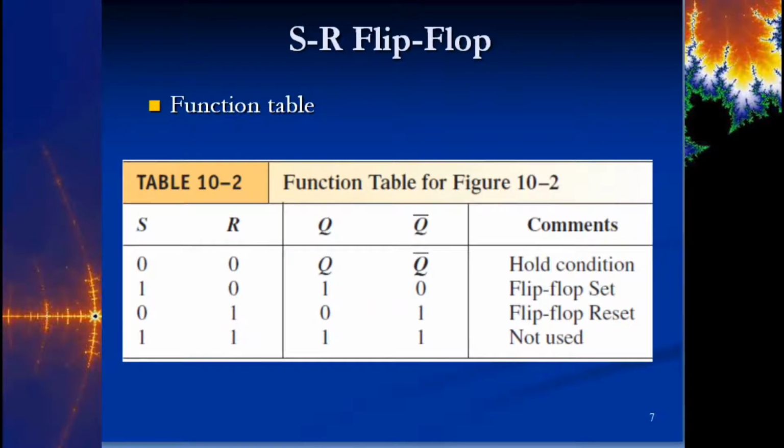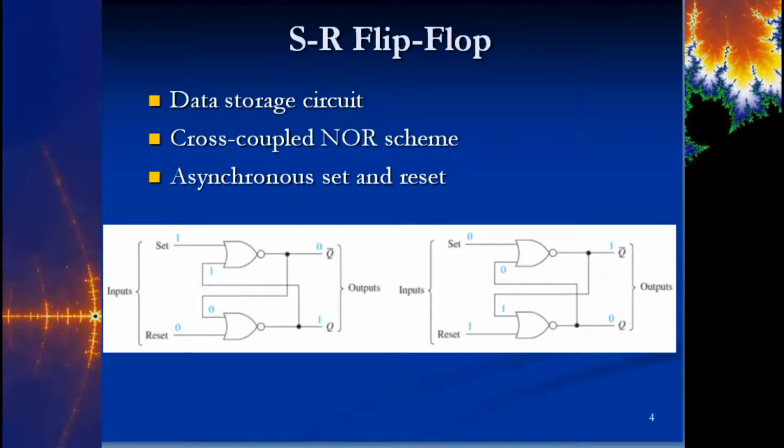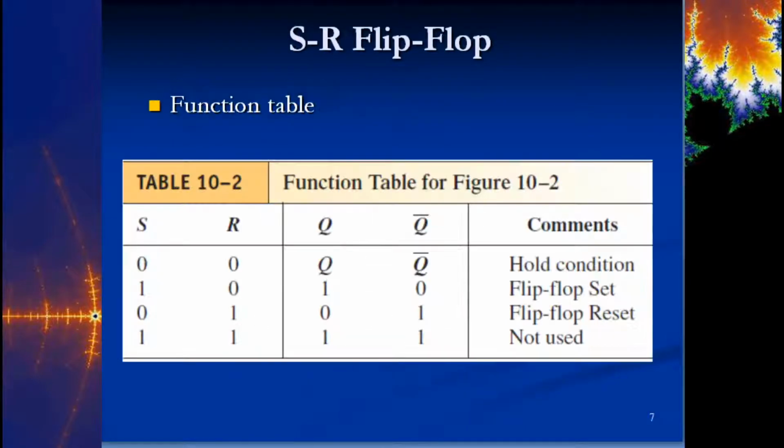And same thing. It's the same function table no matter which one you do. So this is table 10.1, and that's for this cross-coupled NAND. And then this is figure 10.2 out of your book, and it's got the exact same function. So we do not use the 1-1 condition. So I guarantee you I'll ask you something about this. You'll draw the truth table and label all 4 conditions, right? This last one, it's unused, not applicable, something like that.